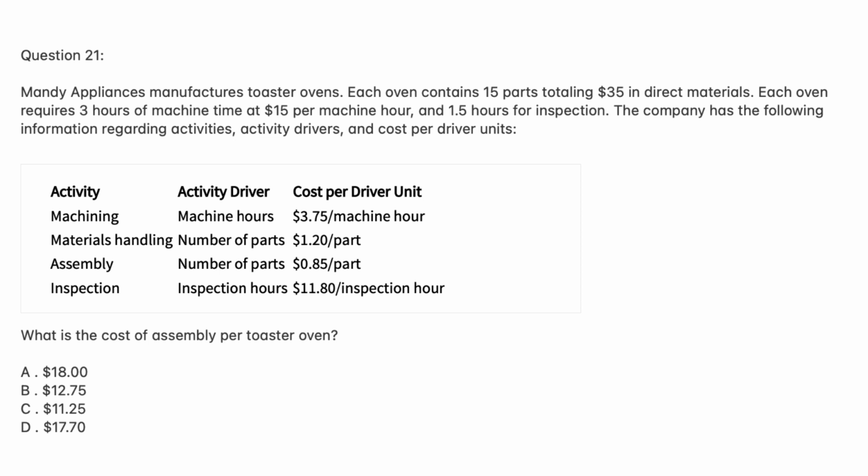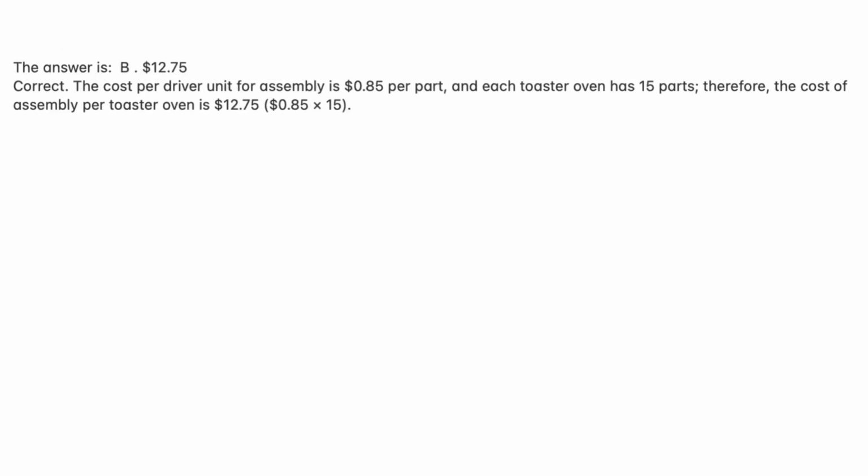A. $18. B. $12.75. C. $11.25. D. $17.70. The answer is B. $12.75. Correct. The cost per driver unit for assembly is 85 cents per part, and each toaster oven has 15 parts. Therefore, the cost of assembly per toaster oven is $12.75, 85 cents times 15.